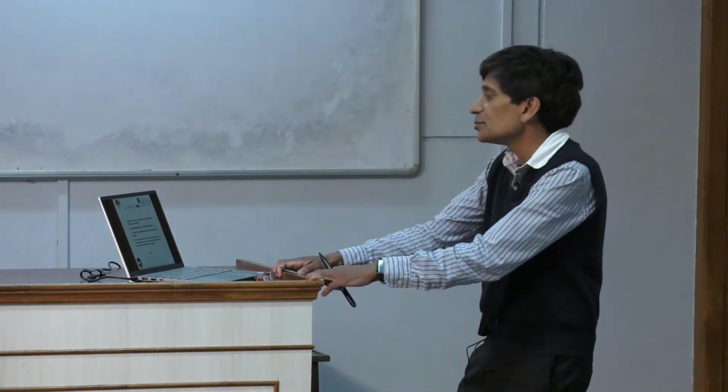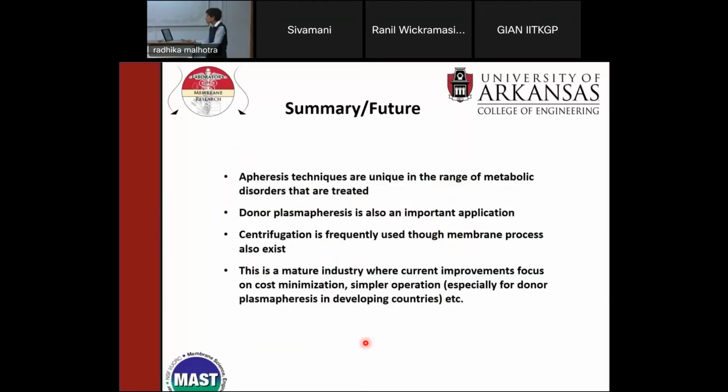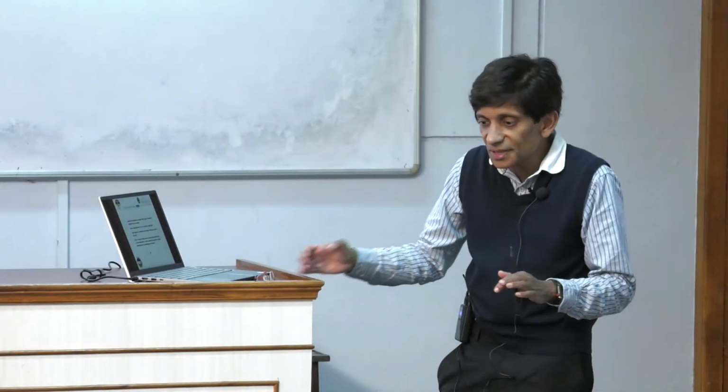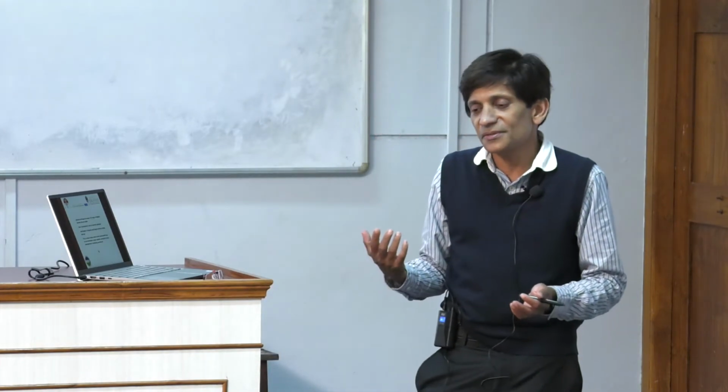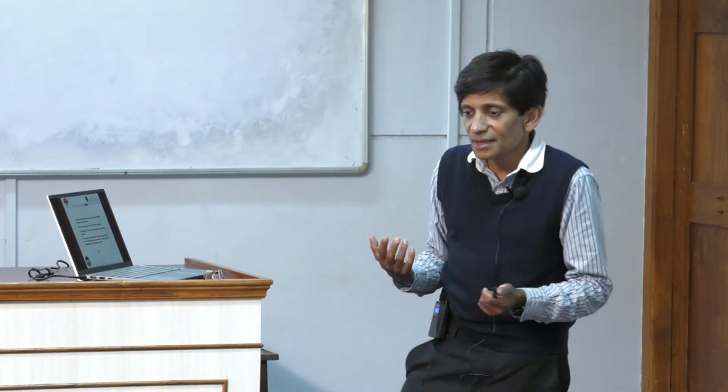Apheresis techniques are unique in the range of metabolic disorders that they treat, okay? It's really quite amazing, because if you think of it, blood is like the highway. It's the circulatory system in the body, takes things to cells, takes them away from cells. So there are a huge number of diseases where, if you treat blood, you can treat the disease, because the blood is the carrier of these things, okay?